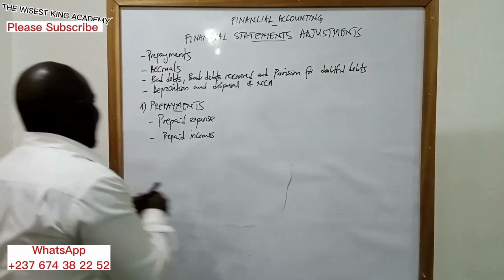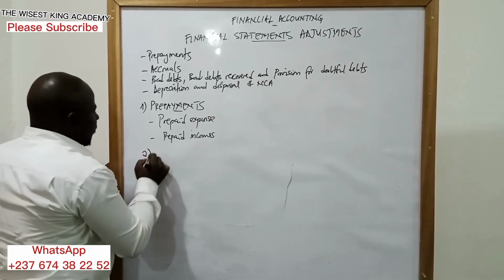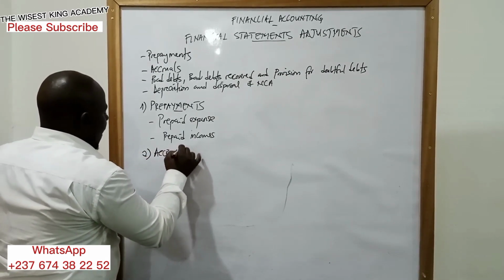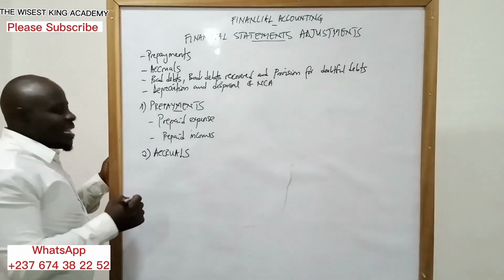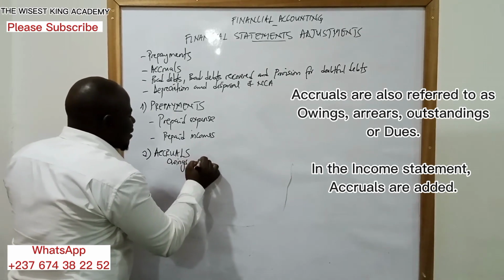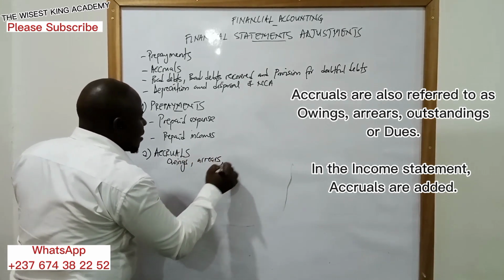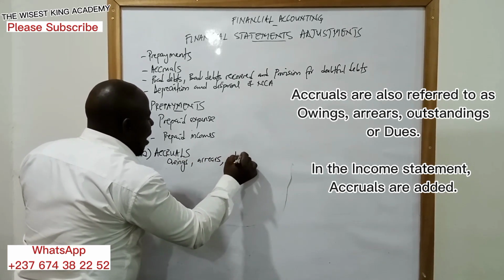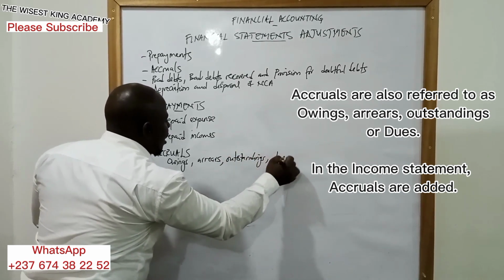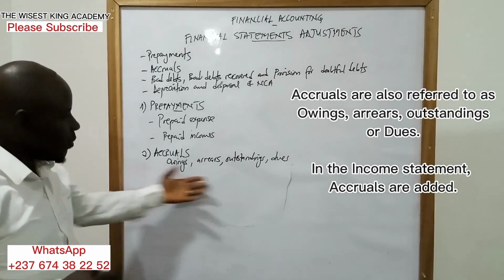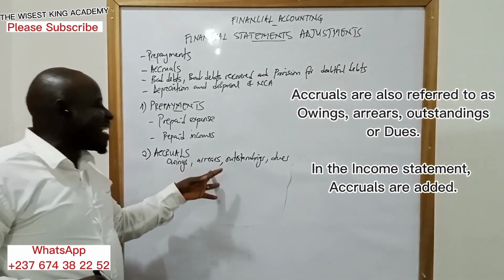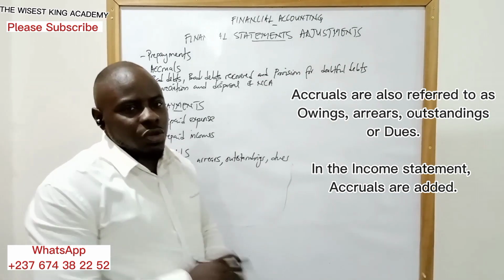The second is accruals. Accruals is another name for owings, arrears, outstandings, and dues.